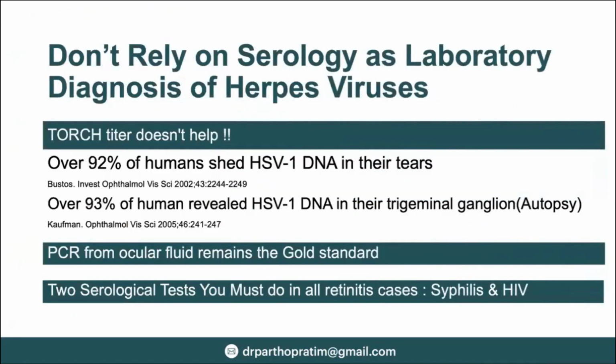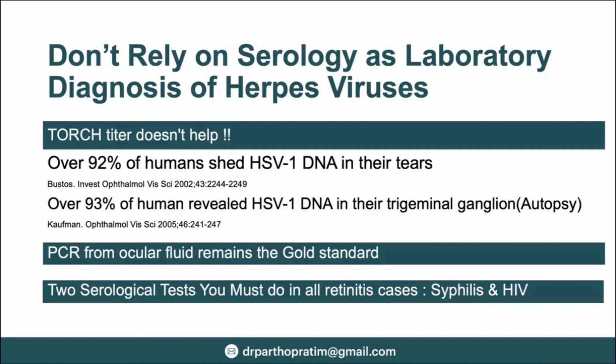Now, what we learned from our evidence-based literature is: don't rely on serology as a laboratory investigation for diagnosis of the herpes viruses. See, these TORCH titers, many of us do, and we try to diagnose conditions based on that. But 92% of humans shed HSV1 DNA in their tears, and in another autopsy examination, it was found that 93% of humans revealed HSV1 DNA in their trigeminal nerve. And PCR from the ocular fluid remains the gold standard.